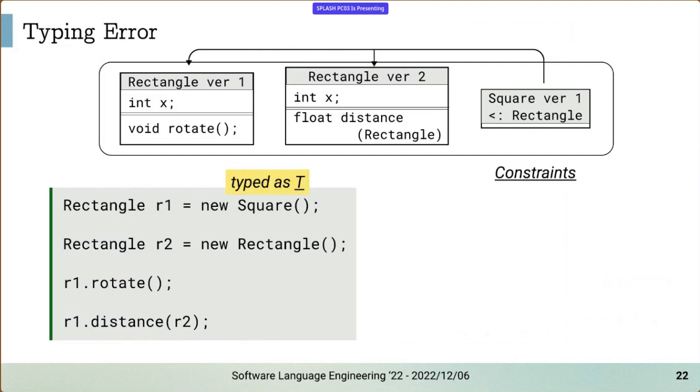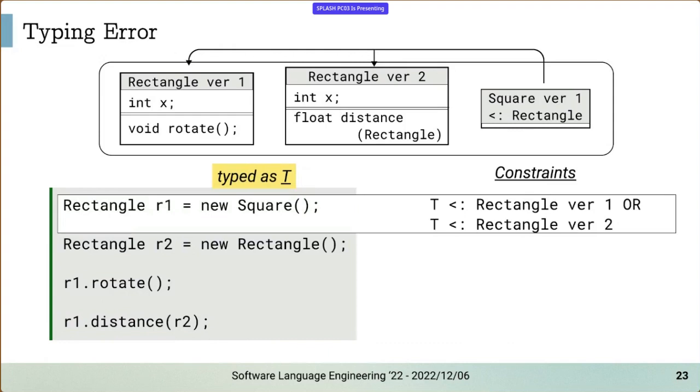What exactly happened is that we can easily see what kind of constraints are actually generated behind it. For the instance new Square, we will focus on that instance, and we will assign it a type variable T. When it is first assigned to this variable R1, it is given these constraints, which is it has to be a subtype of Rectangle version 1 or 2.